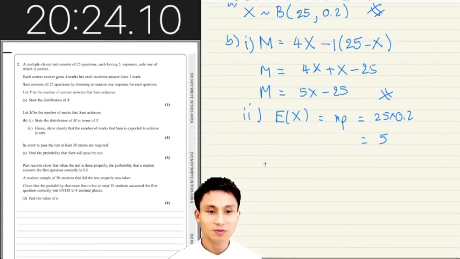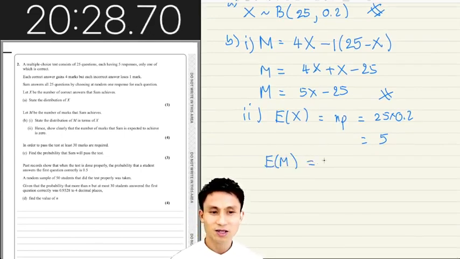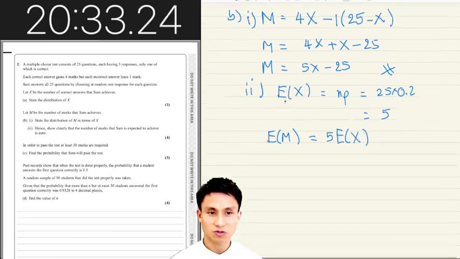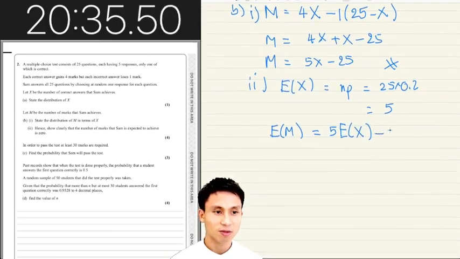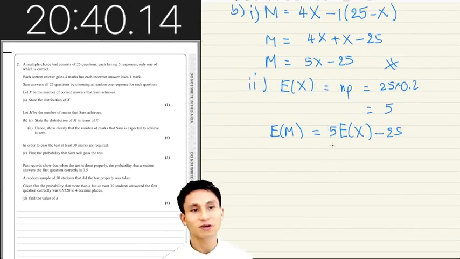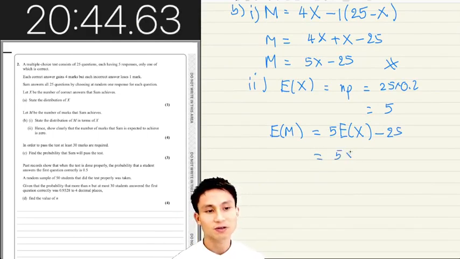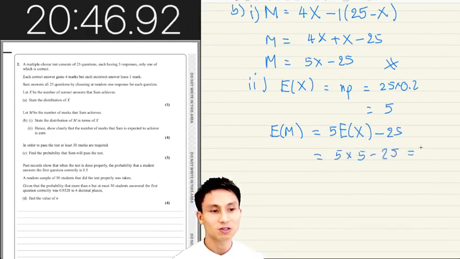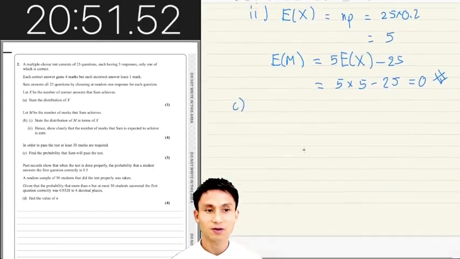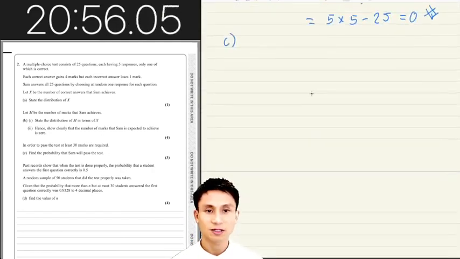And the expected value of the mark is just like coding here, so to speak. It's going to be 5 times the expected value of x, using this equation here, minus 25. Similar to coding, the way you find the different variable from the coding equation. So it's 5 times 5 minus 25, which is 0 as required.